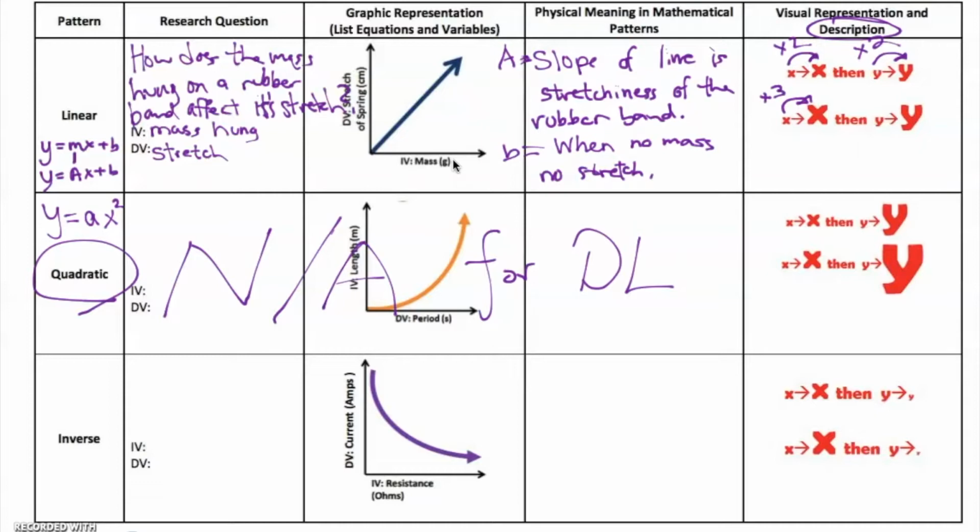I would write that out in words by saying, if x triples, then y will also triple. The key idea in our linear proportional relationships here is that if one thing happens to x, that exact same thing is going to happen to y. So that's our linear relationship of our rubber band lab.